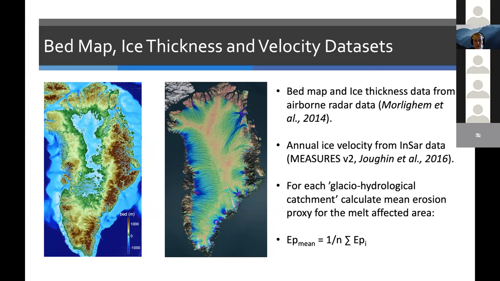proxy. We did this only over the melt affected area, so we don't extend the catchments way up to the ice divide, because we assumed that such a large part of these catchments are inactive and are not sliding. So we wanted to make our sliding proxy or our erosion proxy relevant for the part that's really active.